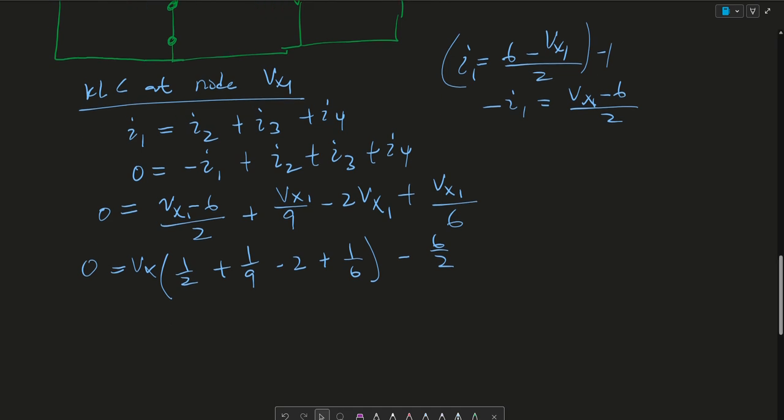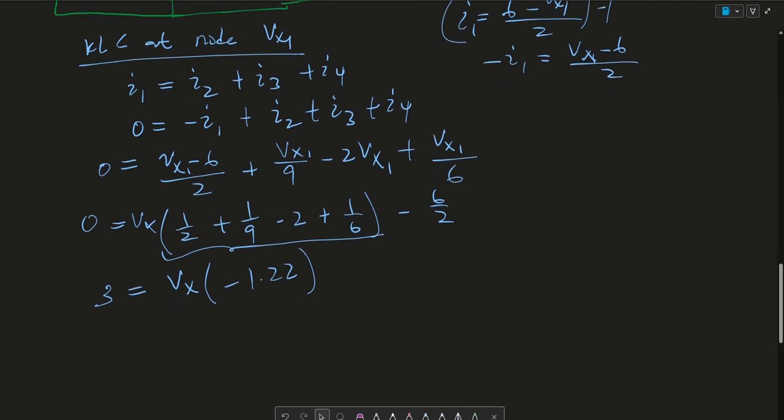So basically we can move this minus 6 over 2 to the other side, which is equal to 3, is equal to Vx. If you plug this into your calculator, you would get minus 1.22. And if you divide 3 by negative 1.22, you get Vx is equal to negative, or Vx1, I keep forgetting the 1, it's negative 2.45 volts.